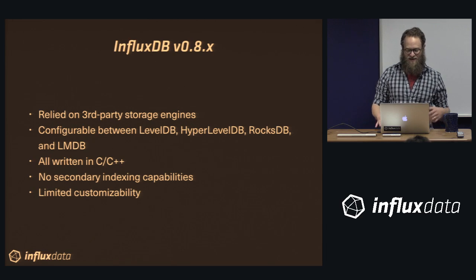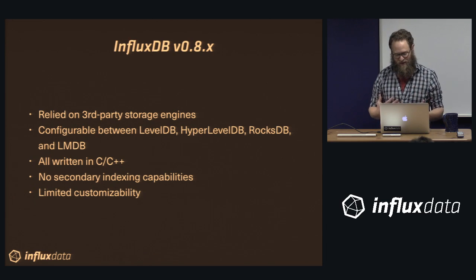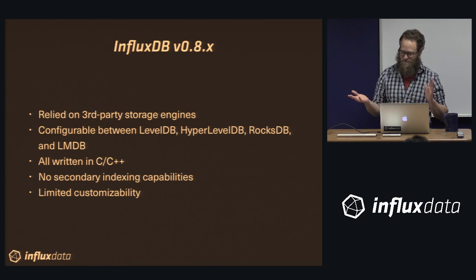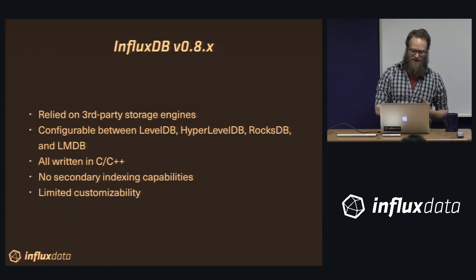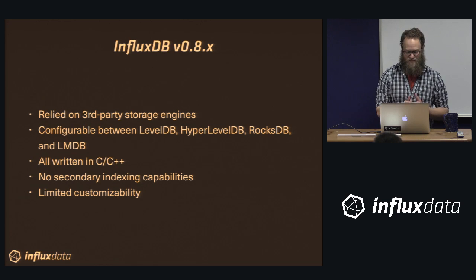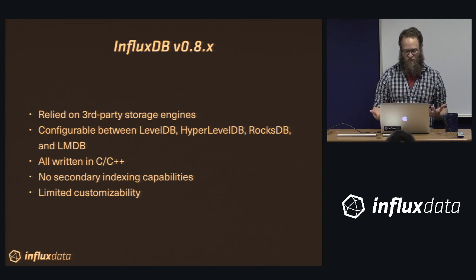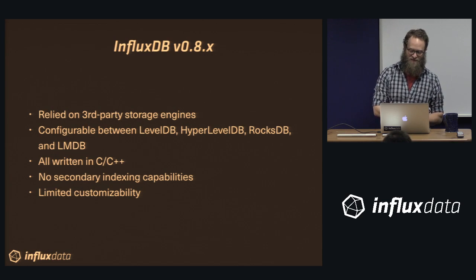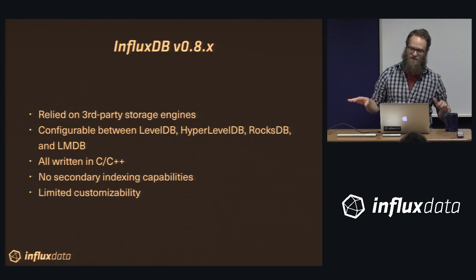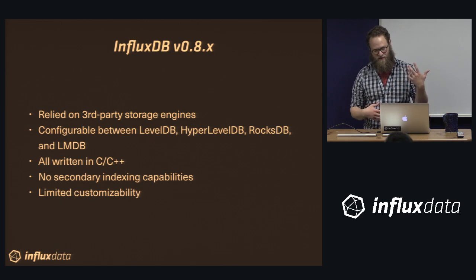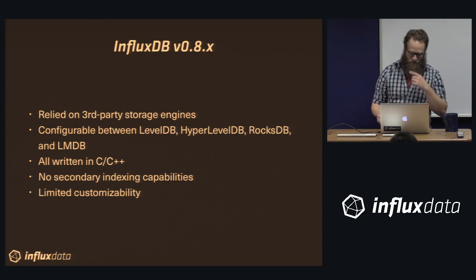There were things that we didn't really know getting into it, but didn't seem like a big deal because Go works well with C. Sure. All these were written in C and C++, which meant that you were using cgo, pulling in some non-Go code. For better or worse, it worked then. There were no secondary indexing capabilities. These are just plain key value stores, so we were building our own keys from the timestamp and the series that we were writing.